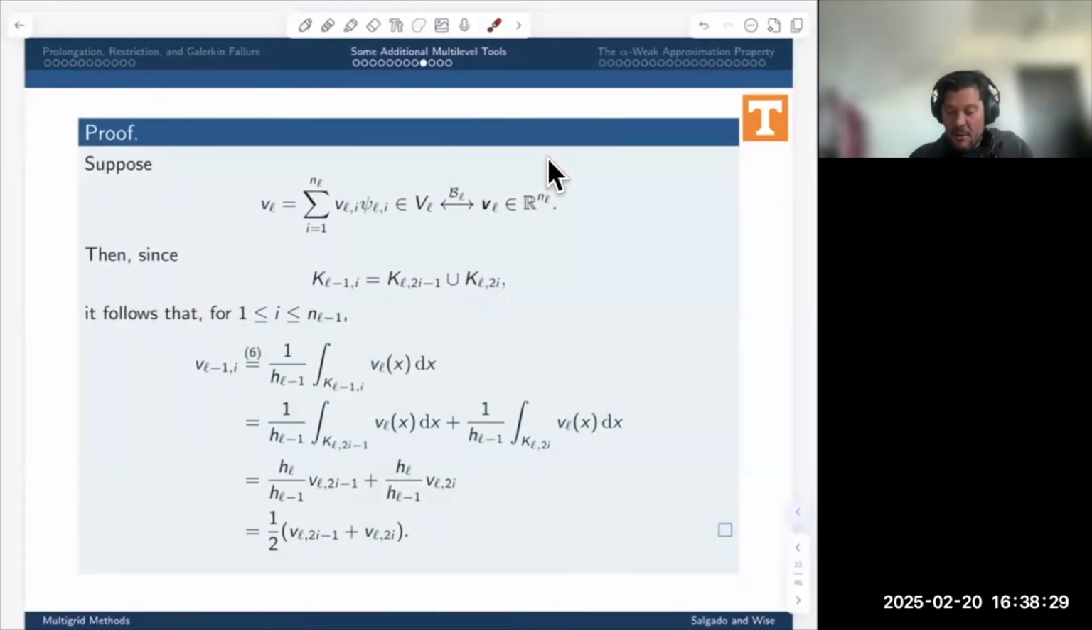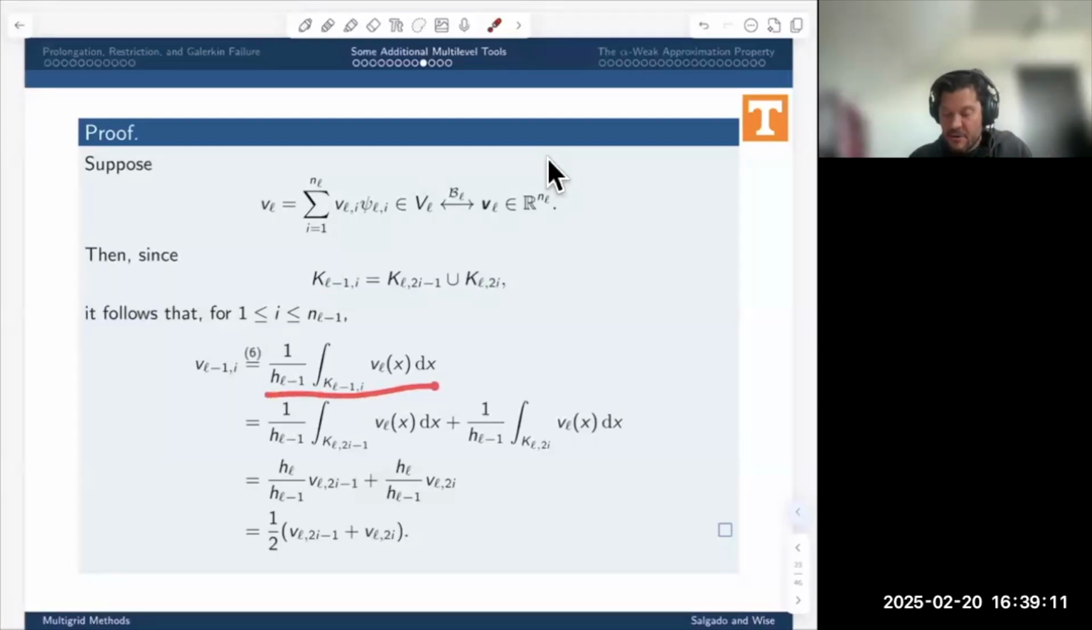Now, let's use our formula from the previous result. That says that you take whatever function you're projecting down into the grid. In this case, we're projecting into the coarse grid space VL minus 1. If I want to calculate the coordinates of the projection, I have to integrate or average over cells. So I'm going to have to integrate this over cells. But I just said that this cell on the coarse grid is equal to the union of two fine grid cells, so let's write that out.